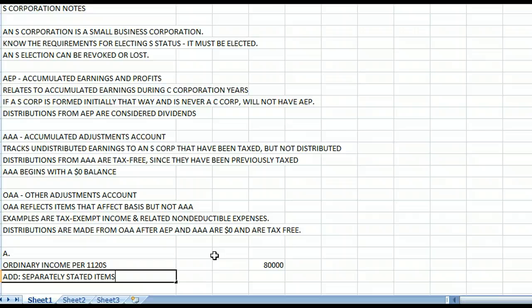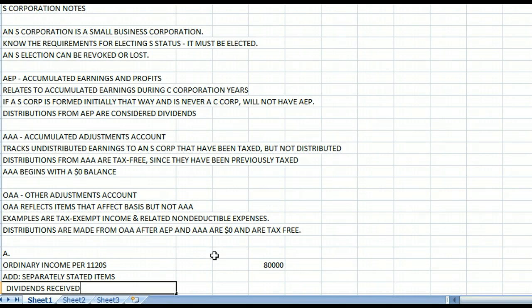We talked about that in Chapter 10, where you looked at items such as charitable contributions, long-term capital gains, tax-exempt interest, things like that, dividends that may have different characteristics depending on who the individual partners or members are. Okay, so let's look at our separately stated items. First one we're going to look at is our dividends received.